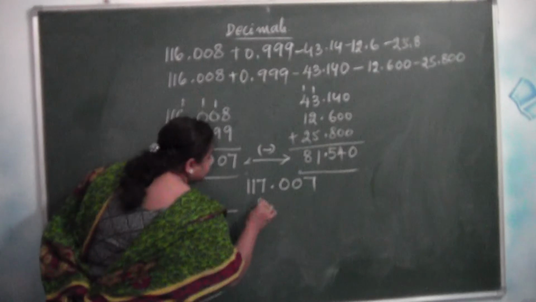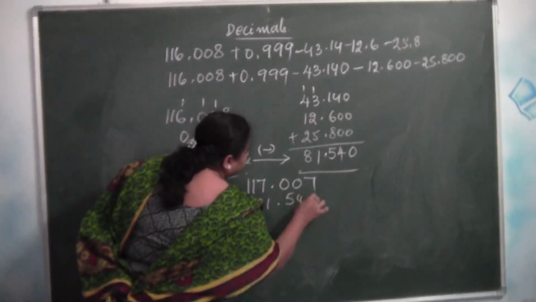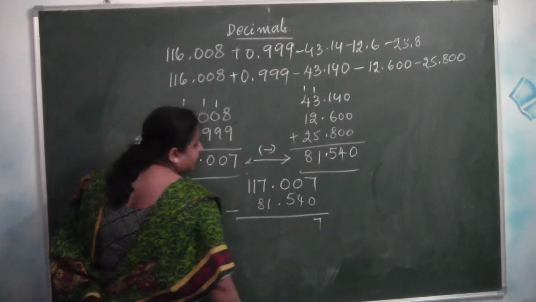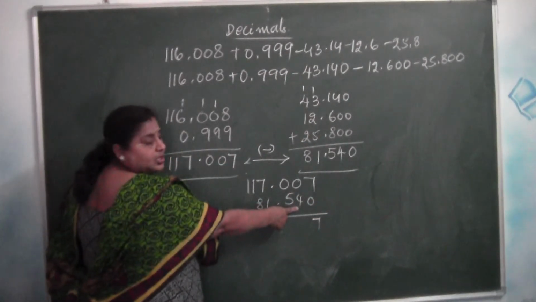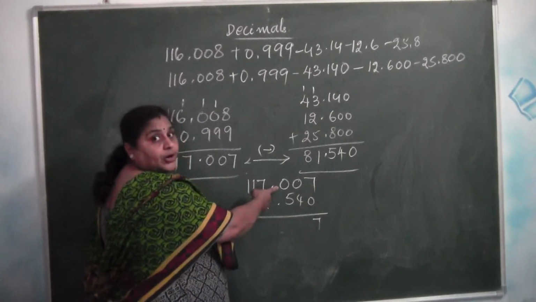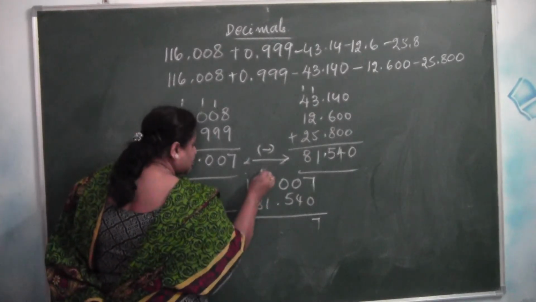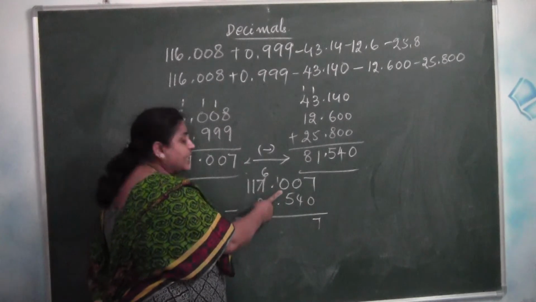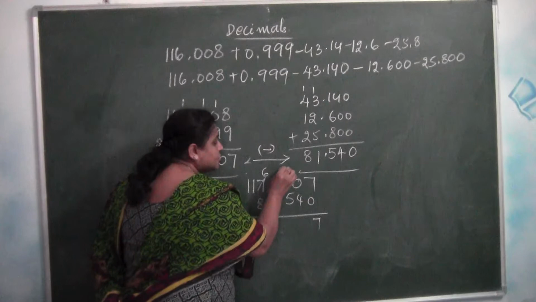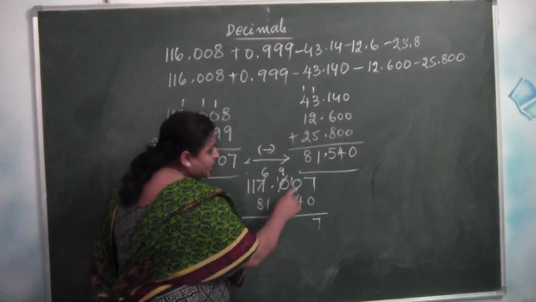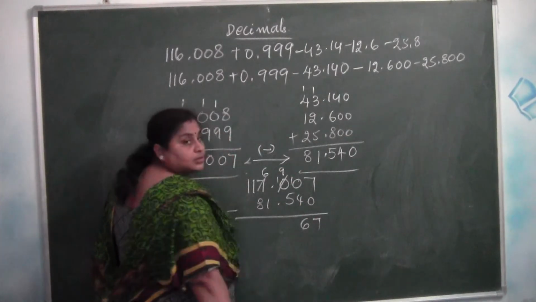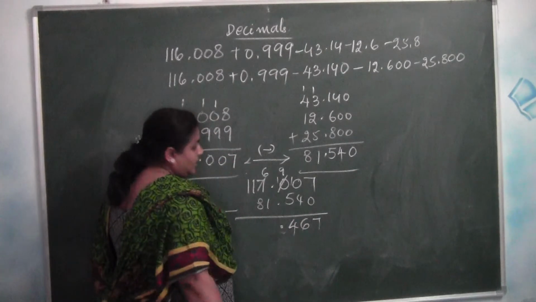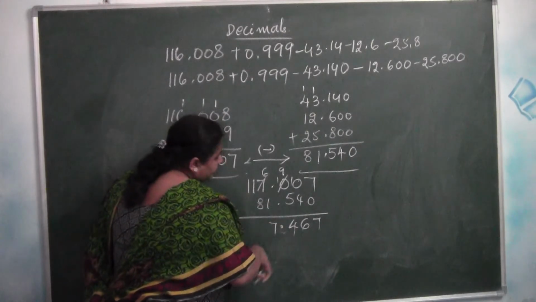117.007 minus 81.540. 7 minus 0, 7. From 0 can I take away 4? No. From 0 can I take a borrow? No. So 7 changes to 6. 0 changes to 10. I need a borrow over here. 10 changes to 9 and 10. 10 minus 4, 6. 9 minus 5, 4. We have a decimal. 6 minus 1, 7.